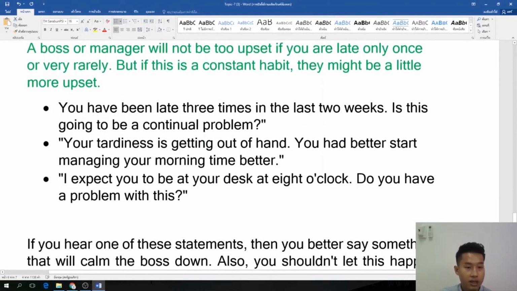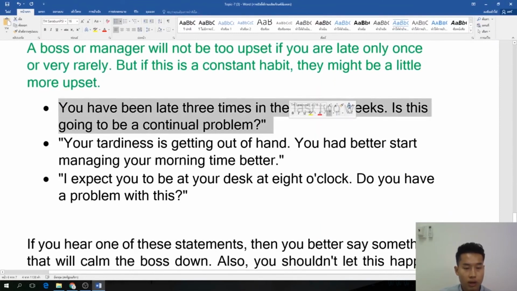Okay, the same thing here, and then your boss. So number one, you have been late 3 times in the last 2 weeks. In the last 2 weeks, you have been late already 3 times. Okay, is this going to be a continual problem? Is it going to continue or stop?